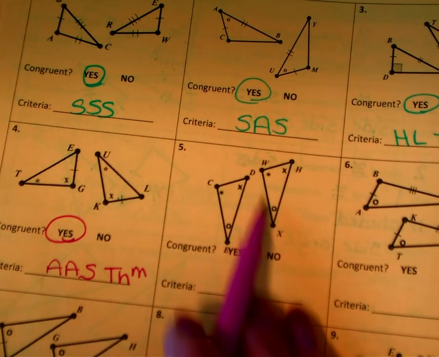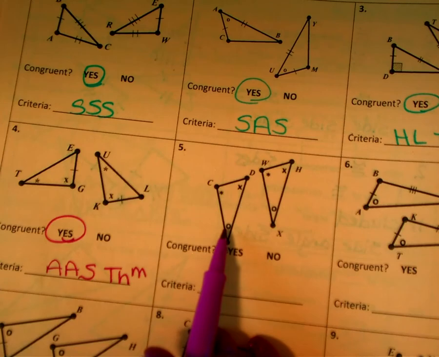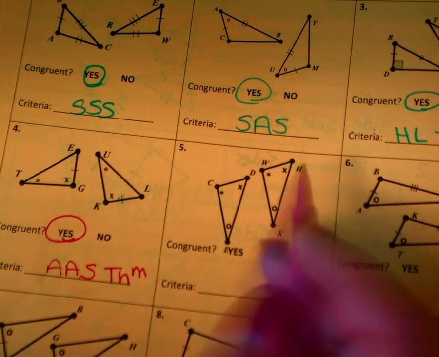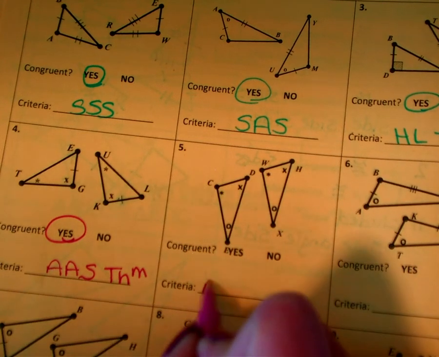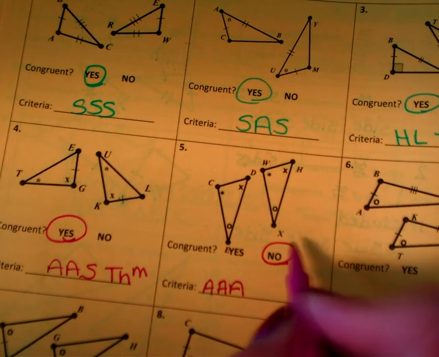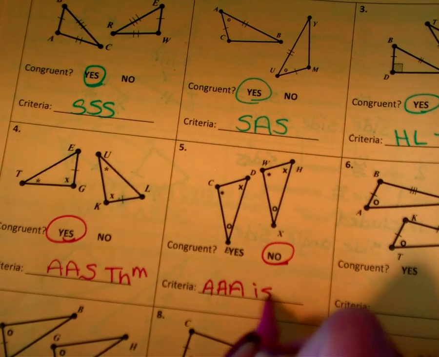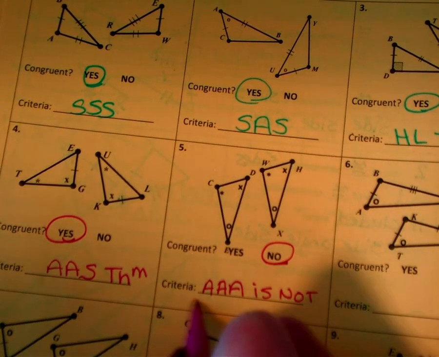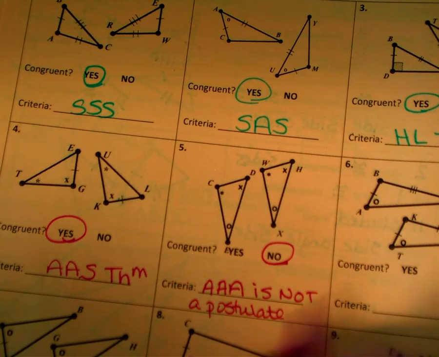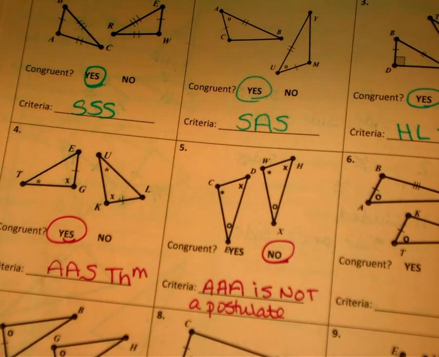Okay. Next, you look at that. We show through 3 congruent corresponding angles. And do we have one that says AAA? No. AAA is not a postulate or theorem.